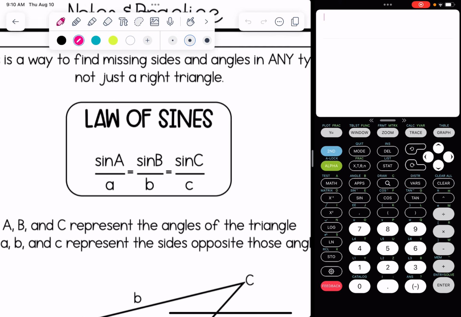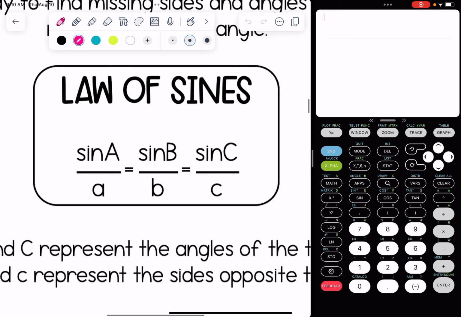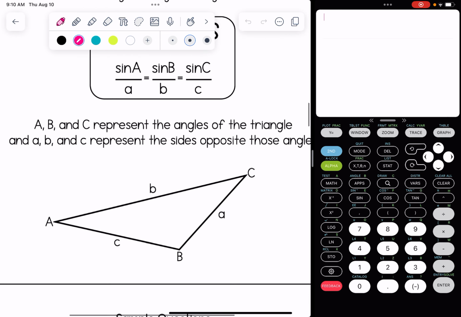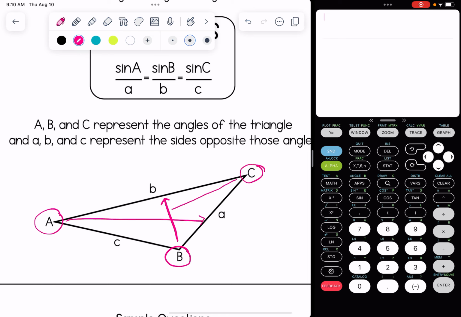So let's just notice something about this formula here. The capital letters A, B, and C that we're taking the sine of, those are referring to the angles of the triangle. And the lowercase letters are referring to the sides that are opposite those angles. So let's look at that in picture form. So here's angle A over here. Notice the side across from it, we're labeling lowercase a. Angle B, the side across from it is lowercase b. And angle C, the side across from it is lowercase c.